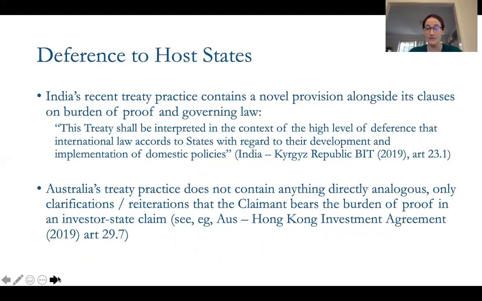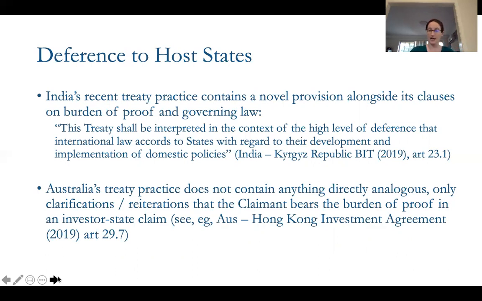Now, this doesn't in itself create any kind of defense or absolute exception that could be invoked in regard to a specific measure, but I think it is worth noting as part of the tone of the Indian BIT overall, and that when India sought to rebalance investor protections versus regulatory autonomy, this is an example of another way in which India has tried to strengthen the position of the host state in an ISDS claim, by directing an interpretive approach that would give extra deference to a host state. Australia's treaty practice doesn't contain anything similar to that.